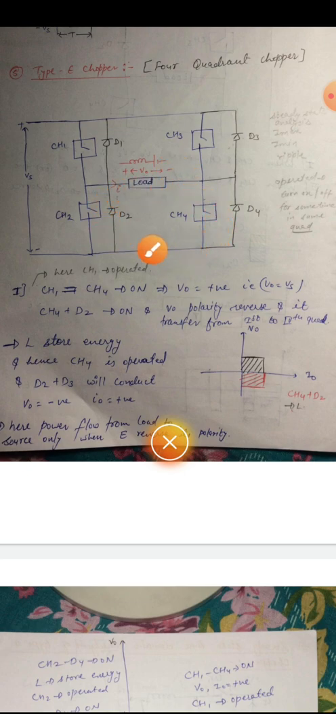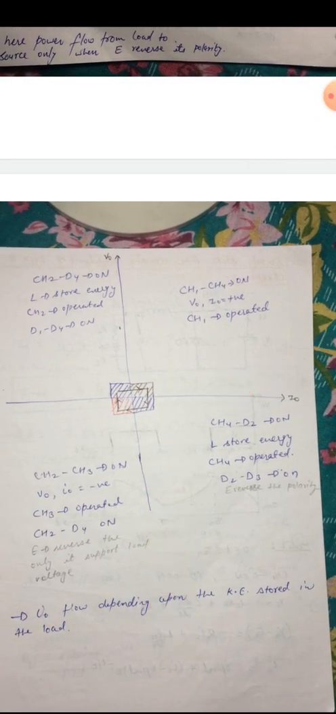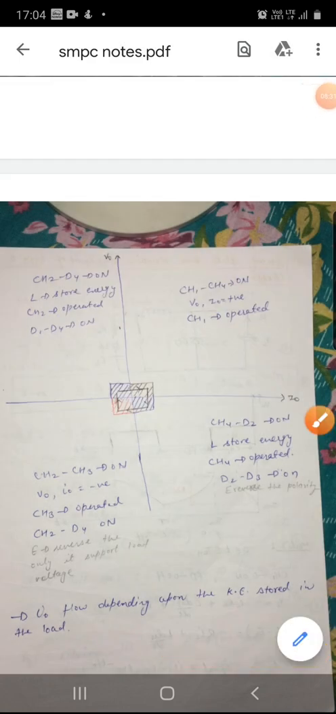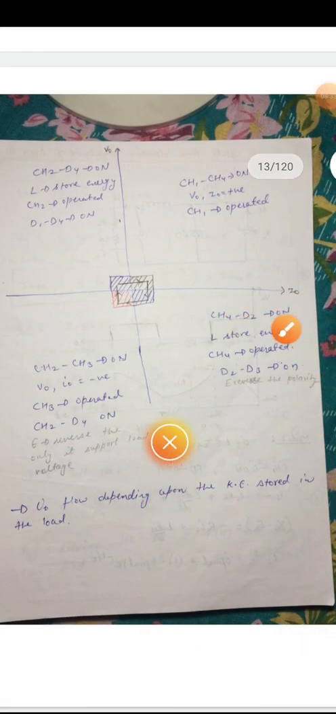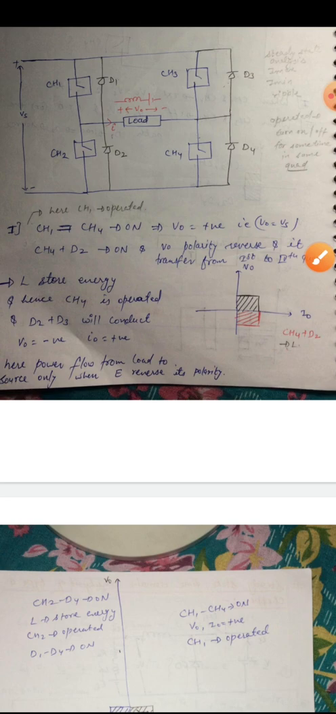So you can see that the current is flowing in the same direction while the voltage is in the negative direction, and that's why it falls in this quadrant. I naught is positive for this quadrant, but V naught is negative for this quadrant. So it gets charged from plus and minus polarity.